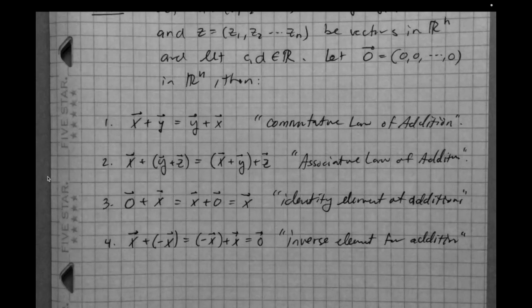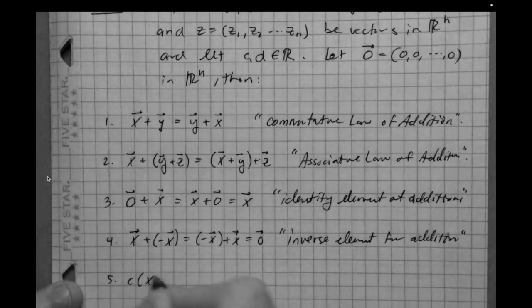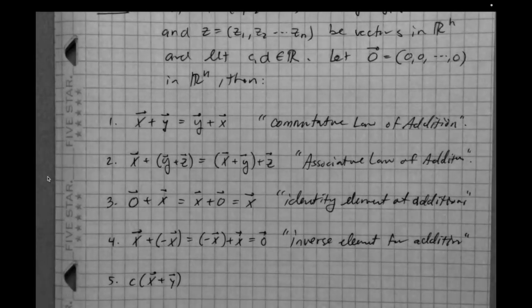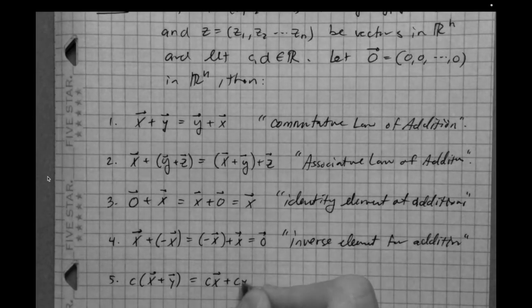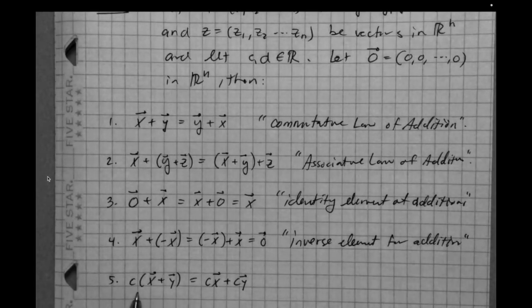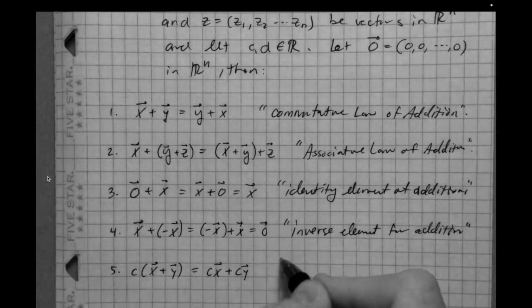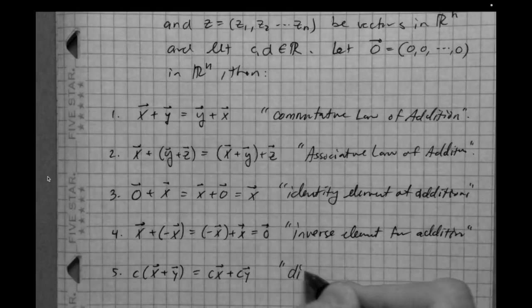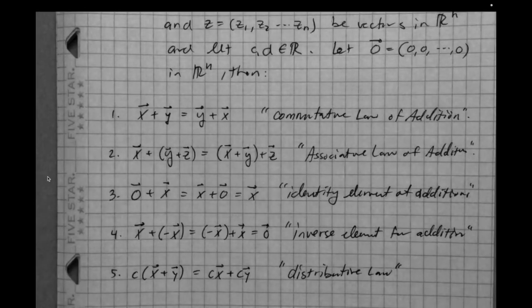And then there's the distributive law, right? If I have a scalar and then I have two vectors x and y, which I'm adding together, then I can separately do the scalar multiplication for each vector and then do the vector sum, like so. I could add the vectors together first and then do the scalar multiplication on the sum, or I can do the scalar multiplication separately for each vector and then do vector addition. This is the distributive law. Okay, very good.